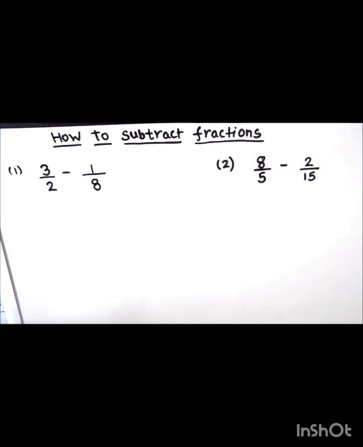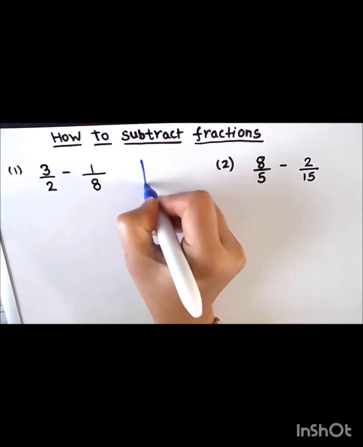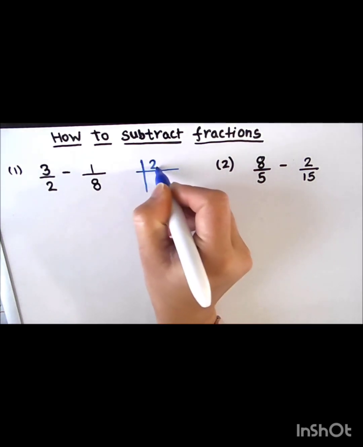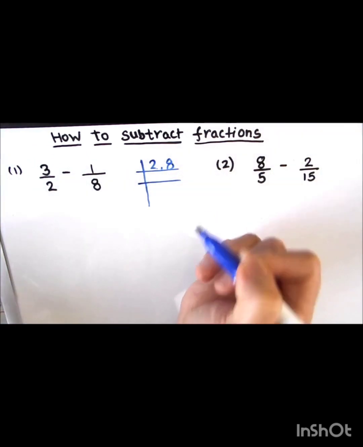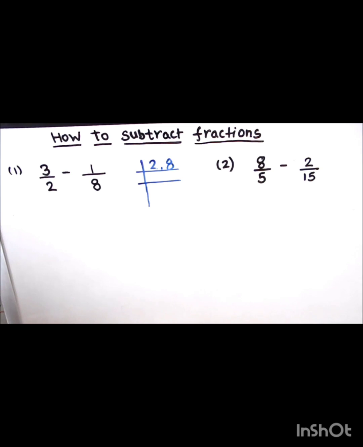The first step for subtracting fractions is to find the common denominator of the two fractions. As we do in addition of fractions, the same method we do in subtraction of fractions to find the common denominator. So we have two denominators as 2 and 8, and we are going to use the prime factorization method to find the common multiple or common denominator.